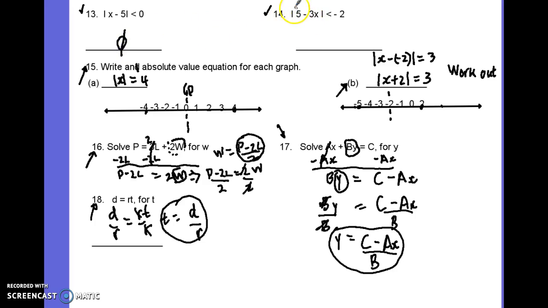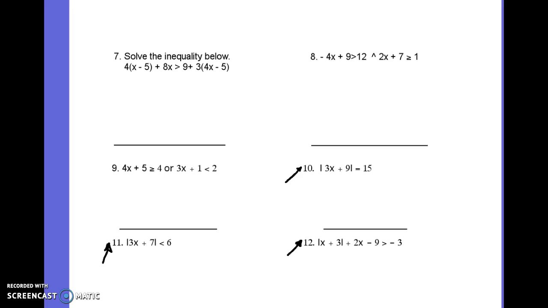How about this one? Absolute value of this thing is less than -2. So what could it be? -3, -4, -5. Absolute value cannot be negative, no solution. Just like the love of God cannot be negative. So no solution for that one.